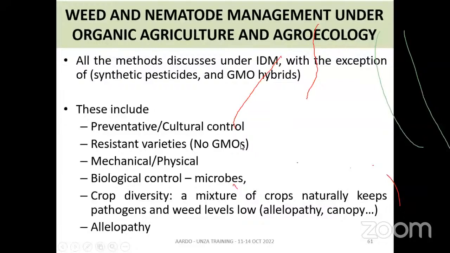Of course, the use of genetically modified organisms is a no-no for organic agriculture. And remember the example we talked about here: you can have a genetically modified maize variety, for example, which tolerates glyphosate. You plant your maize, weeds grow, you come and spray the herbicide glyphosate to kill the weeds, leaving your maize alone, okay? Then there's a whole array of mechanical and physical methods we discussed, and these are very amenable to agroecology and organic agriculture.